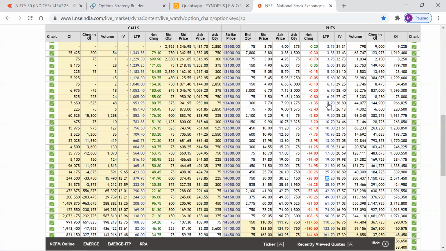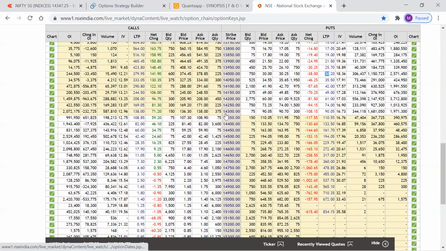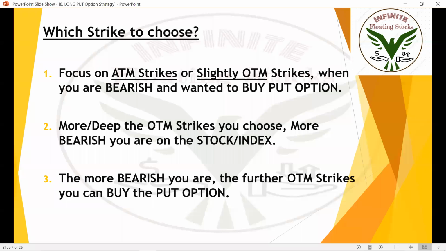So I suggest you not go very deep when you're dealing with the long put option strategy. Select only ATM strikes or slightly OTM strikes, which are nothing but 14,250, 14,200, 14,150, and 14,000. That's it, not below that. The more deep OTM strikes you choose, the more bearish you are on the stock or index. I hope you are clear on this point as well. The more bearish you are, the further OTM strikes you can buy the put option at. That's what I have explained.